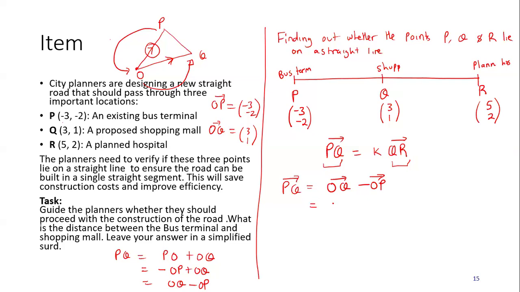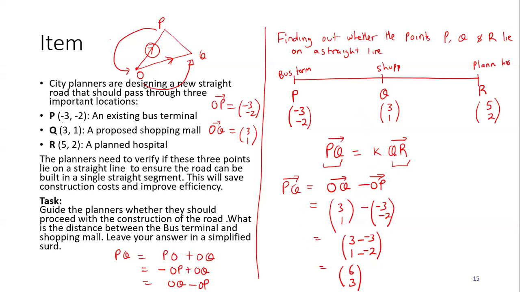So our OQ for this case is 3, 1 minus OP, which is -3, -2. So you do your mathematics. This is going to be 3 minus -3, then 1 minus -2. So this will equal 3 plus 3, which is 6, and 1 plus 2, which is 3. So that is our vector PQ.